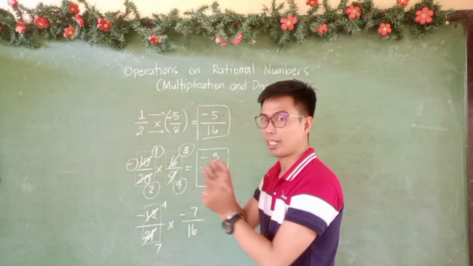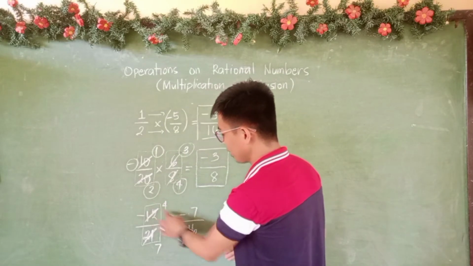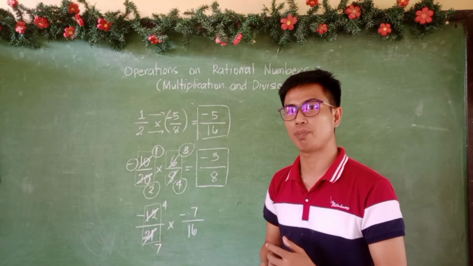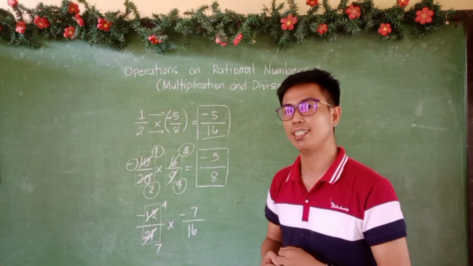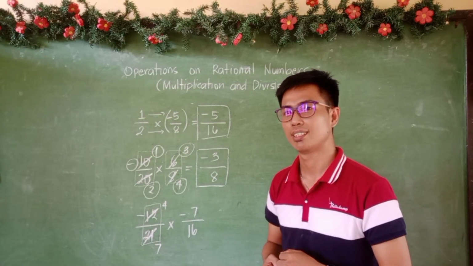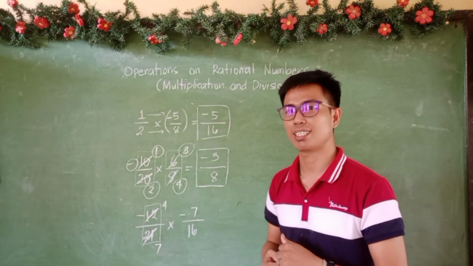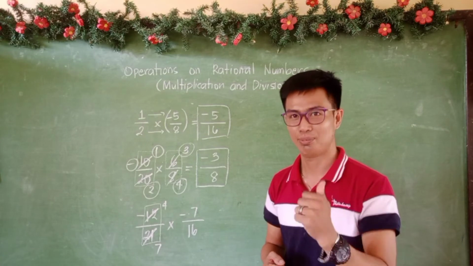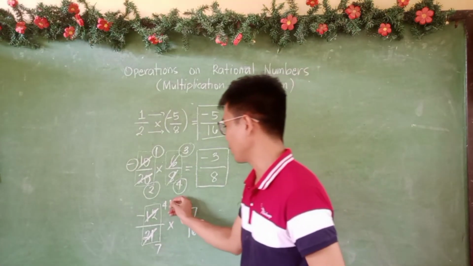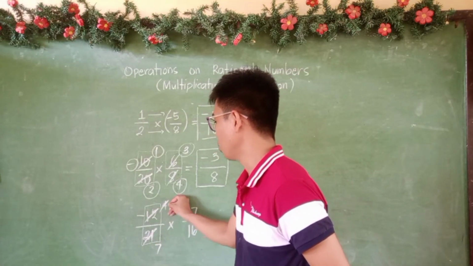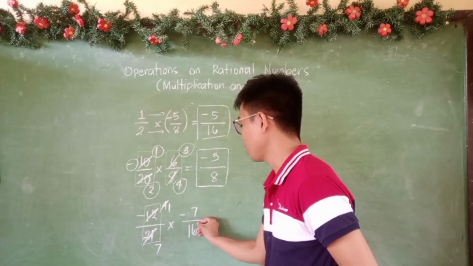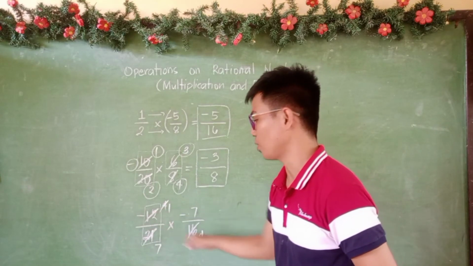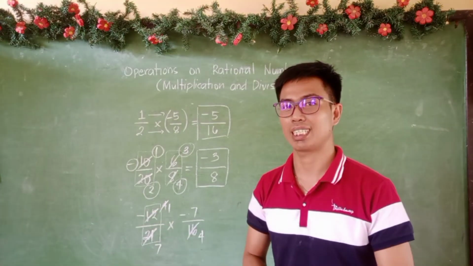So, sa mga naka-cross, we have 4 and 16. So, is there a number that can be used to divide both 4 and 16? That is correct. We can divide both 4 and 16 by 4. So let us divide. 4 divided by 4 is 1. 16 divided by 4 is 4. So that is for the first given natin.